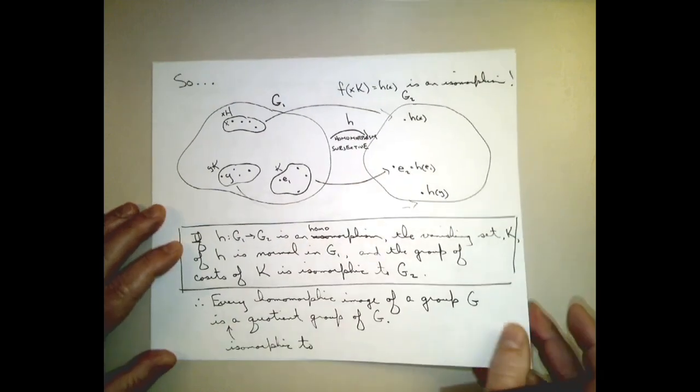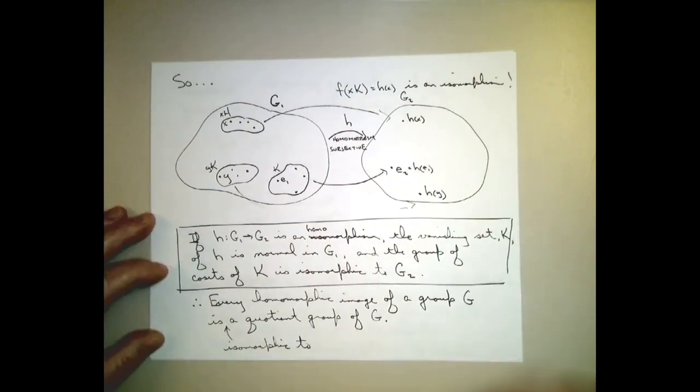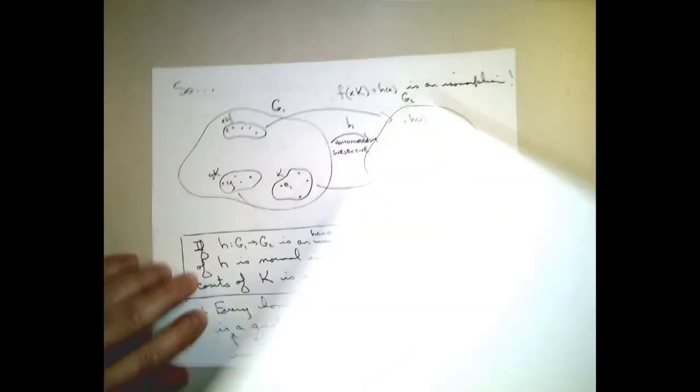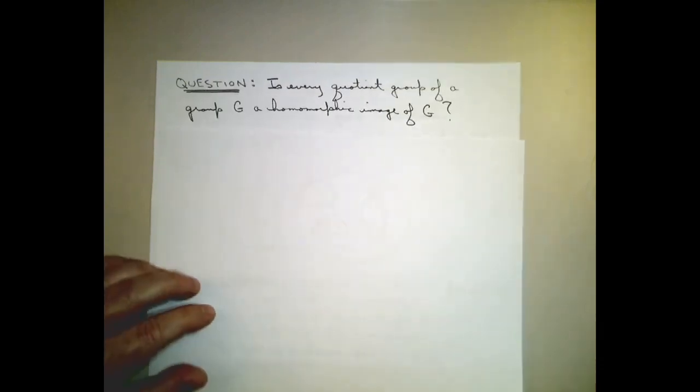Now, it's kind of a natural question at this point. We've just shown that every homomorphic image of a group G is isomorphic to a quotient group of G. Is the converse of that statement true as well? In other words, if I've got a quotient group of a group G, does it also turn out to be a homomorphic image of G? Well, it turns out that the answer to that is yes.